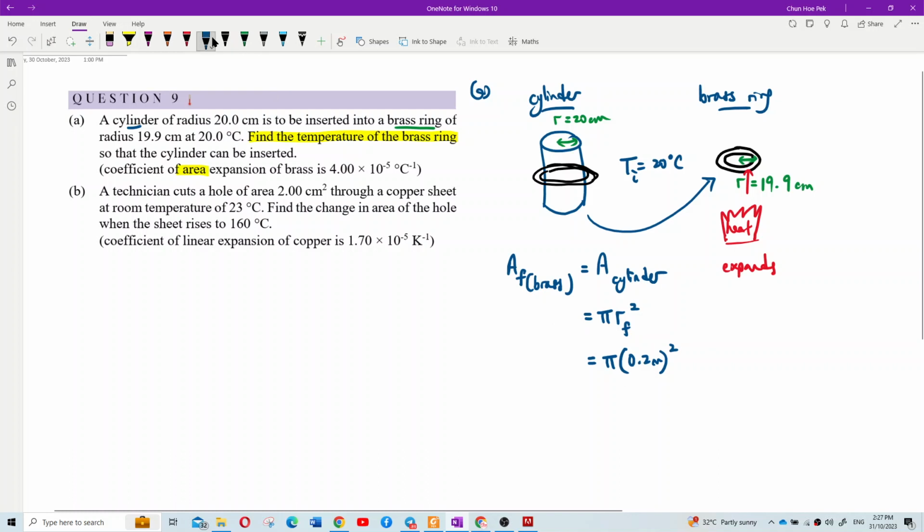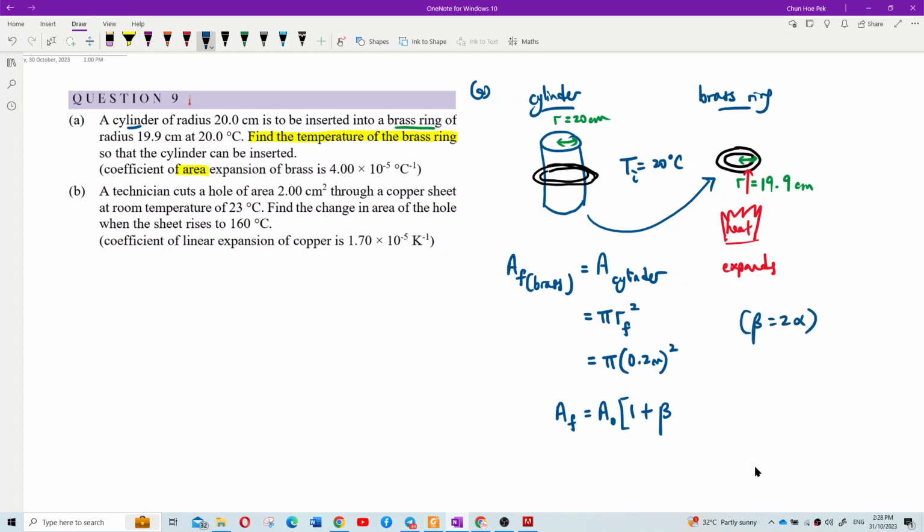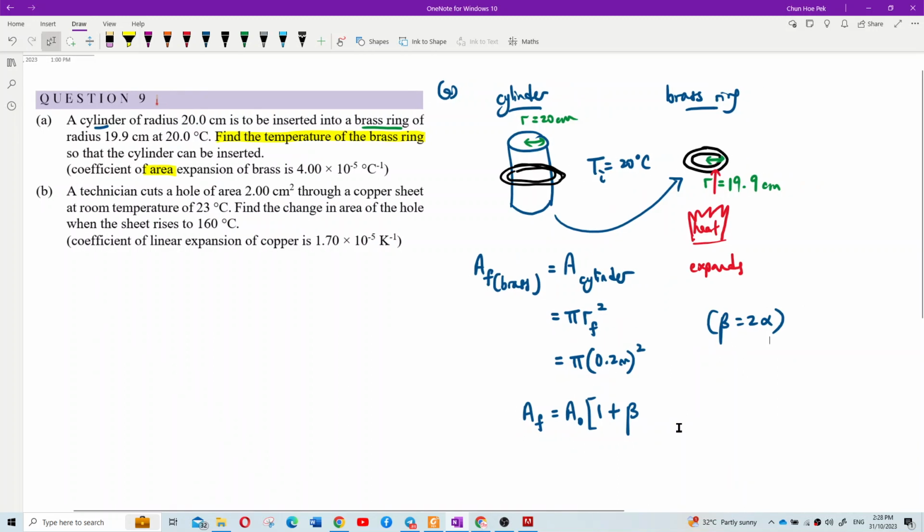So I use a formula. What formula do I use? Area final equals area initial times 1 plus, for area we use beta. Remember beta? Beta is 2 alpha. Remember that one? Beta is 2 times alpha. I hope they still remember. A = A0(1 + beta delta T). Delta T means final temperature minus initial temperature.